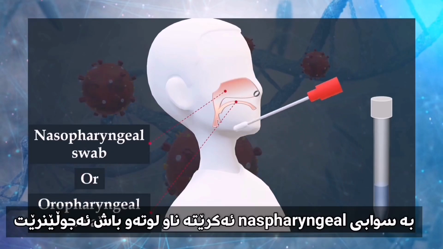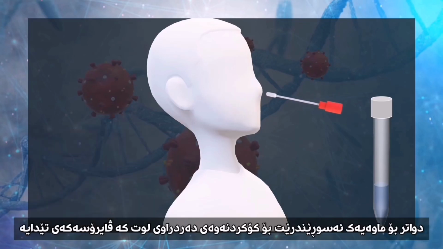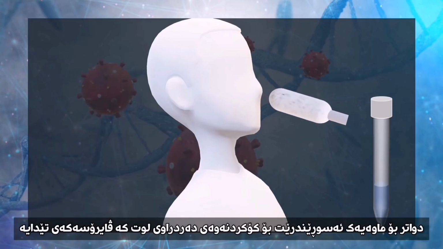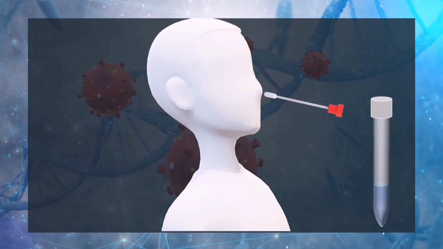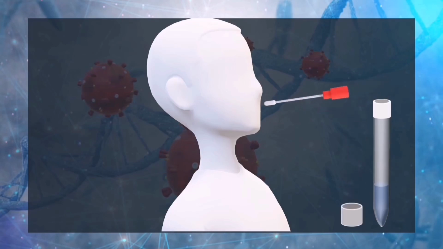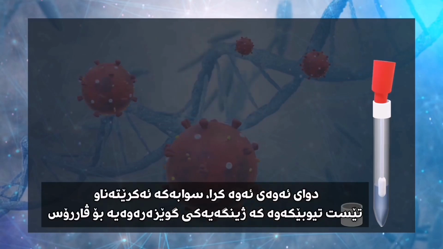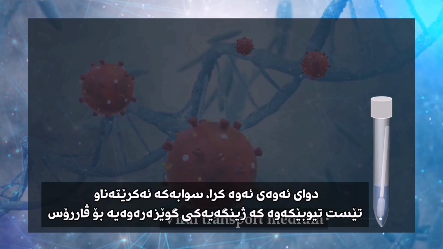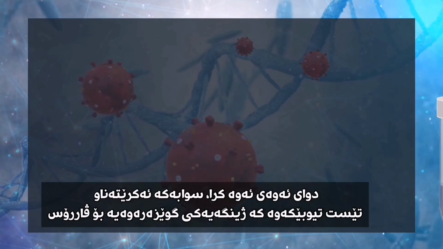For a nasopharyngeal specimen, the swab is inserted in the nostril and gently moved forward into the nasopharynx, then it is rotated for a specified period of time to collect secretions that contain the virus. Once the swabbing is done, the swab is placed immediately into a sterile tube containing a viral transport medium.